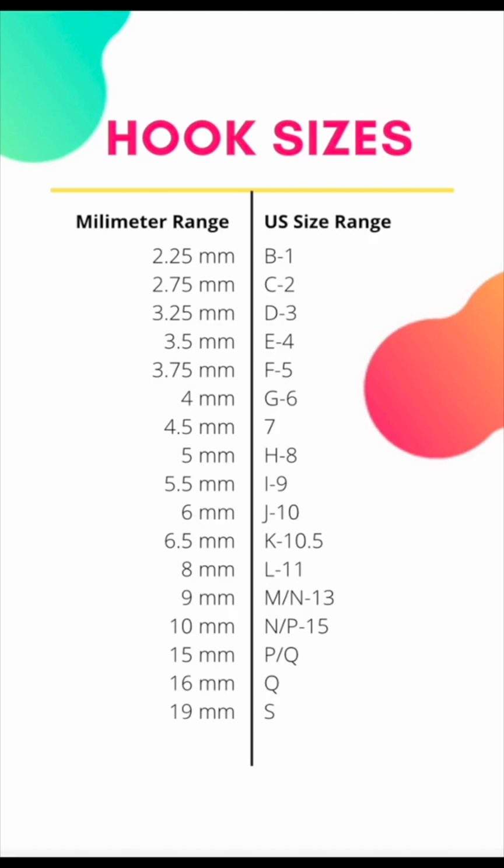But if you see in the millimeter range, everything is in numerical order, usually by 0.25 millimeters up until you get to 4 millimeters, and then it'll go to 0.5 millimeter at a time. And in the US size range, everything is in alphabetical order, where the earlier the letter in the alphabet, the smaller the hook. But yeah, I'll see you in the next one.